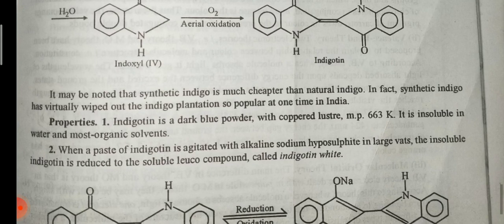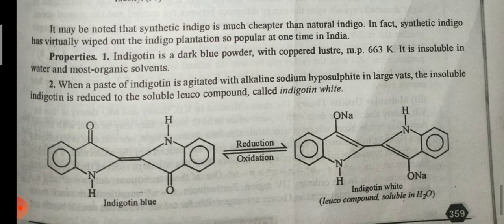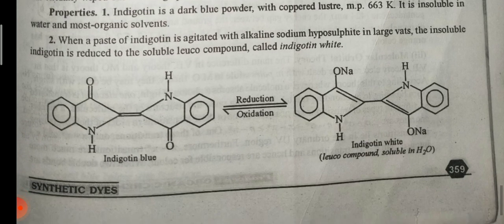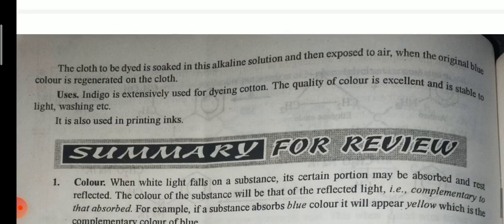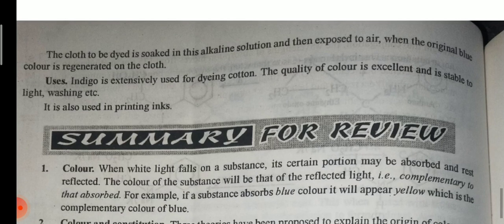Properties. Indigotine is a dark blue powder with coppery luster, melting point 663 Kelvin. It is insoluble in water and most organic solvents. When a paste of indigotine is agitated with alkaline sodium hyposulfite in large vats, the insoluble indigotine is reduced to the soluble leuco compound called indigotine white. The cloth to be dyed is soaked in this alkaline solution and then exposed to air, when the original blue color is regenerated on the cloth.